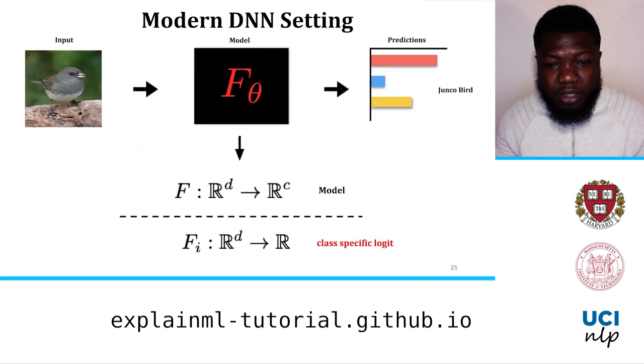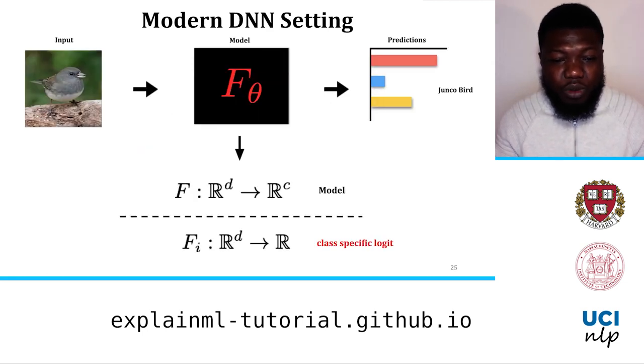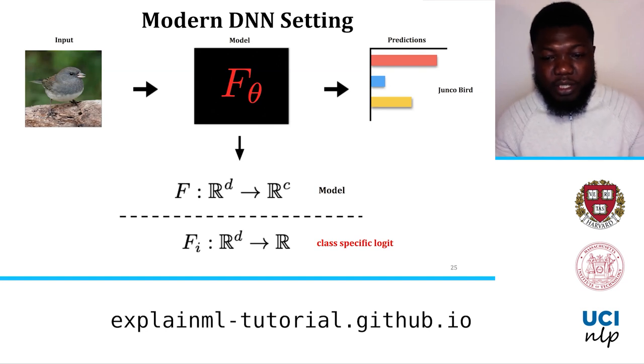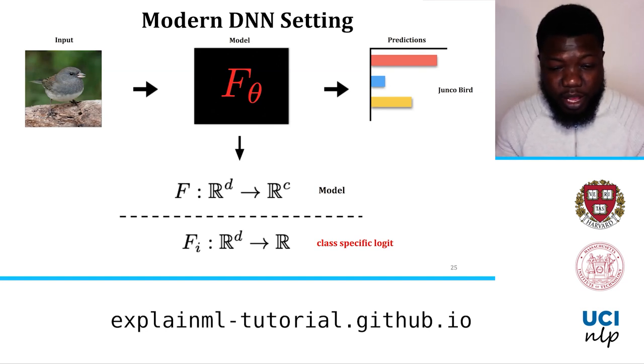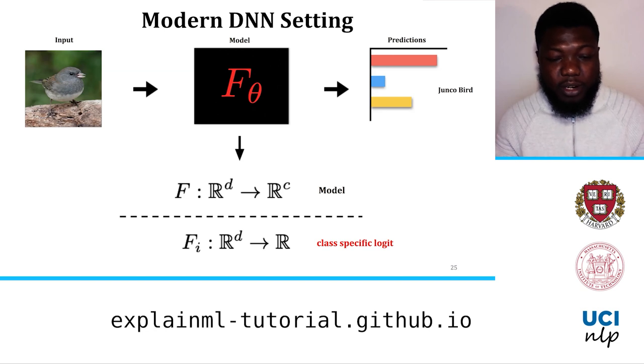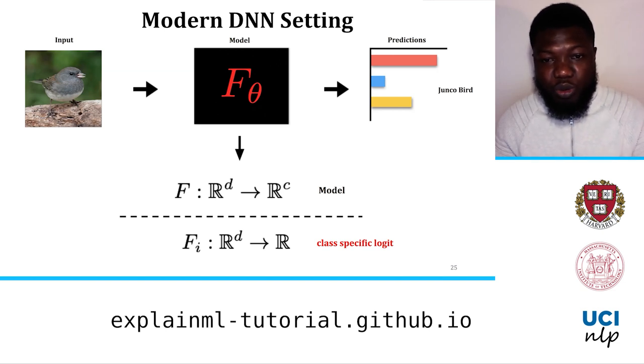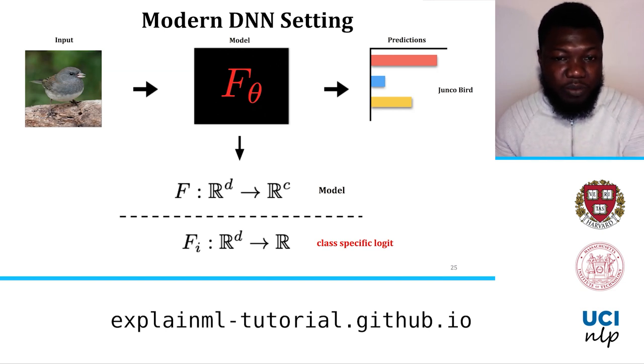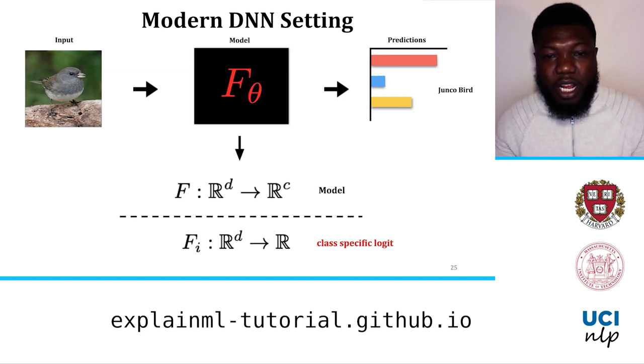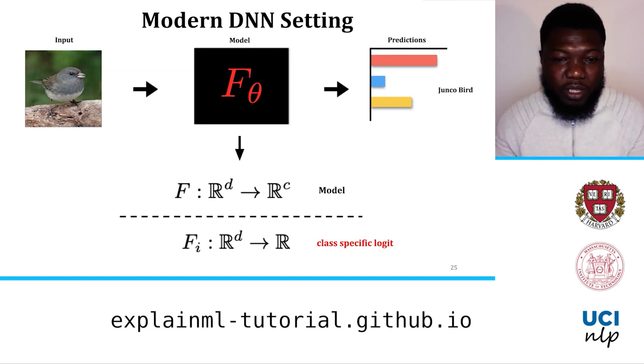So to set up notation, we'll consider F as a mapping from R^D to R^C. Think of this as a standard supervised classification setting where C is the number of classes that you have. And then one primitive we'll need here is F_i, which is a logit. You can think of it as a function that maps from the input to a particular scalar, which is a class-specific logit. So the logits are the output of your network that you actually feed into the softmax function to get the probabilities that go into your loss.